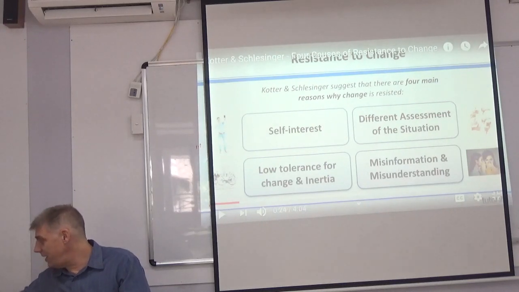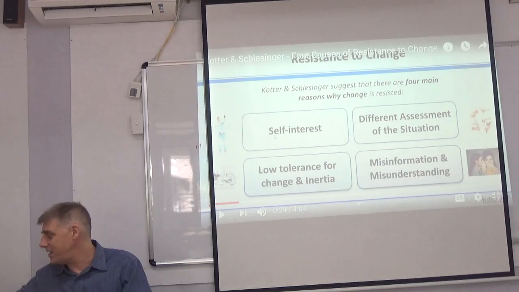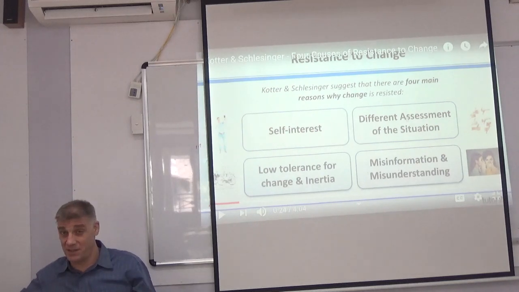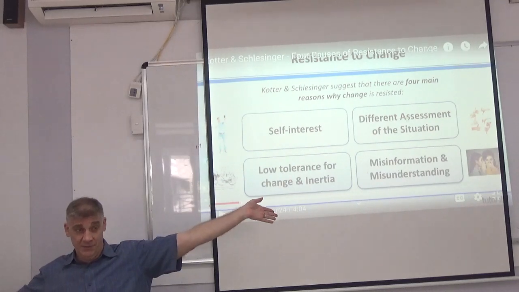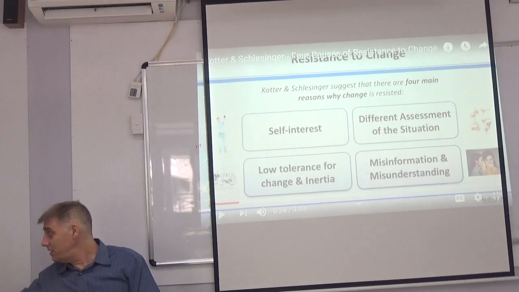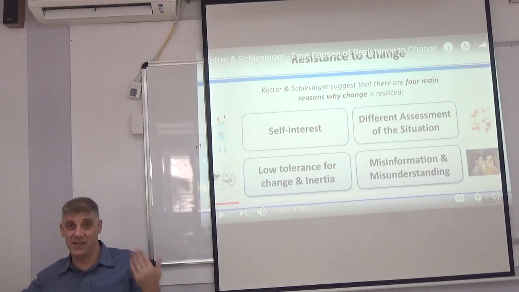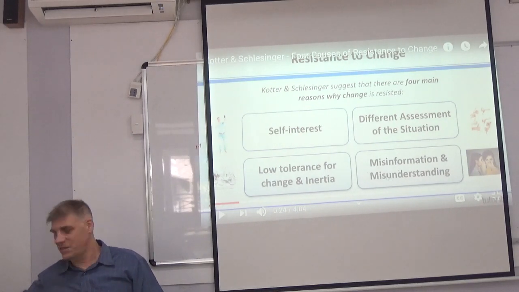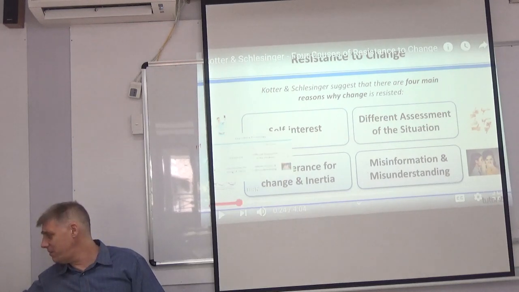All right, so then we have self-interest, which I guess could be contrasted with the interest of the business. Different assessment of the situation, which is, if you're seeing things from a different point of view or a different spot on the map, then it's very possible that you can see some problems that the people who are far away from the situation may not see. Misinformation or misunderstanding, so that implies from the listener's side, it doesn't really seem to talk about the problem from the communicator side. Low tolerance for change and inertia.